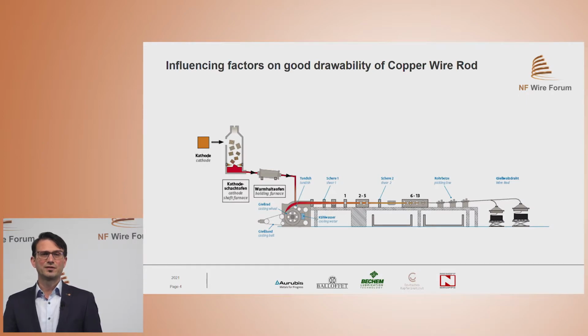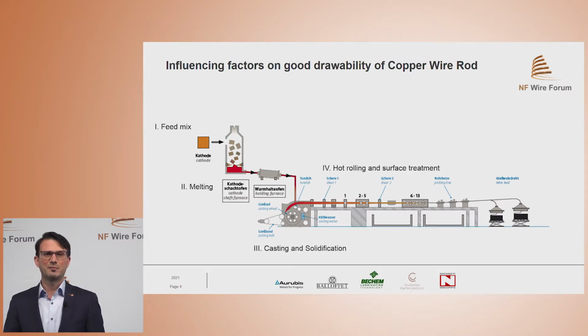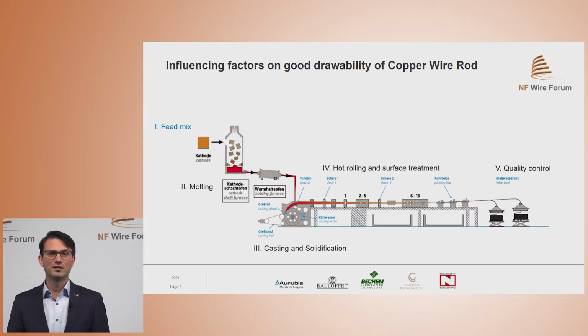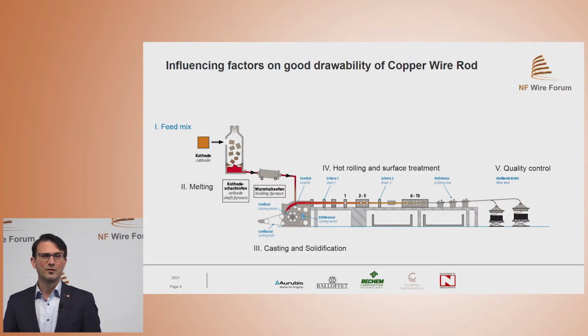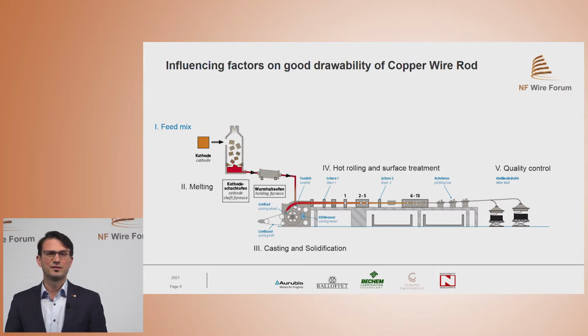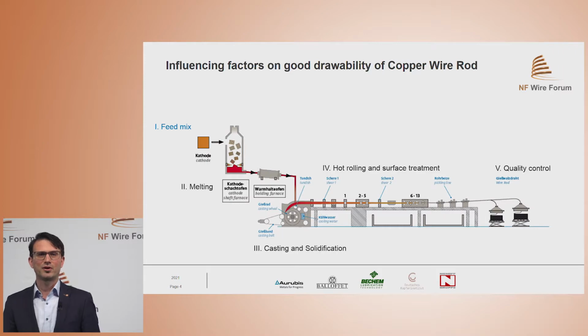Copper wire rod is today produced in production processes in which different steps like melting, casting, solidification, and hot rolling are incorporated. There are 5 main process steps to influence the quality of copper wire rod. First, the feed mix. The best feed mix of grade A cathodes to achieve copper quality which is needed to draw to different wire diameters, especially to fine wire diameters. Second, melting of the feed mix.